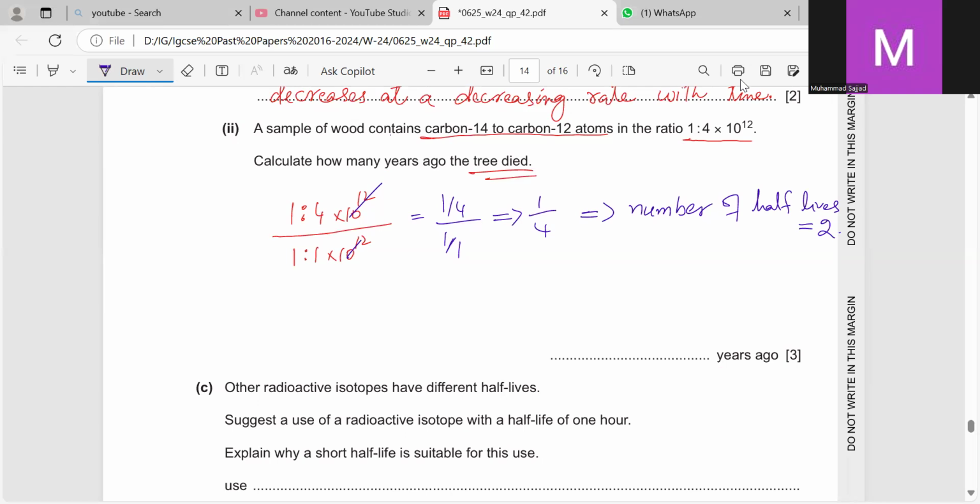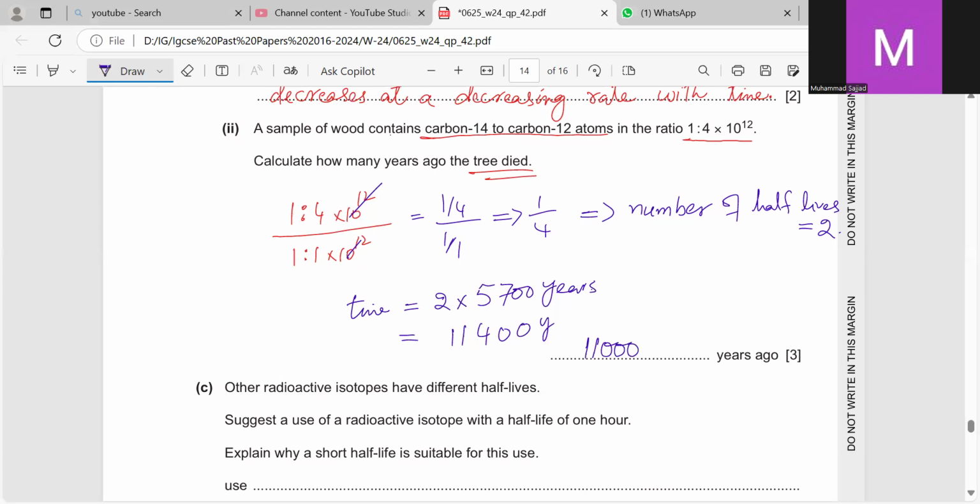So then how many years ago? This is so simple. The time since it is dead will be 2 times 5700 years. 2 sevens are 14, 2 fives are 10, plus 1, 11,400 years. If you want, you can write it as it is, or even you can write it by rounding off to the nearest thousand, so 11,000 years.